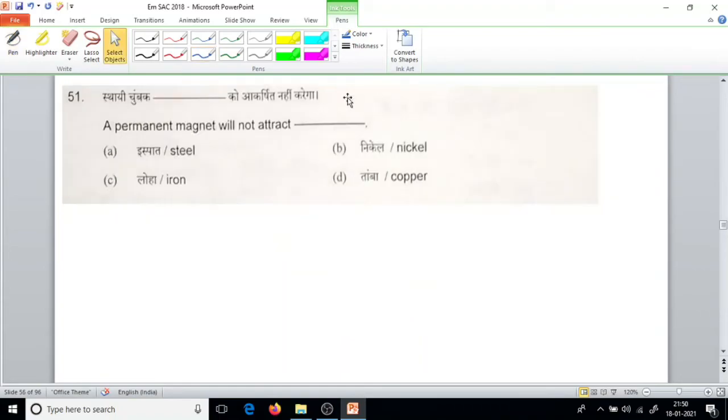Next question. A permanent magnet will not attract copper. But what happens if you take one round magnet and put it in a copper coil? It falls slowly through the copper tube. That is due to Lenz law. So we know steel will get attracted to a magnet, iron also will get attracted, nickel also will get attracted. But copper doesn't attract the magnet.